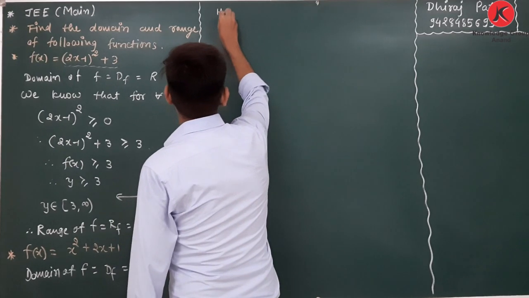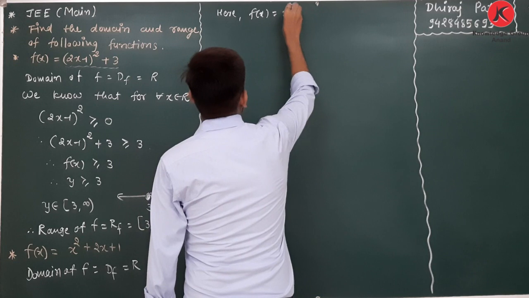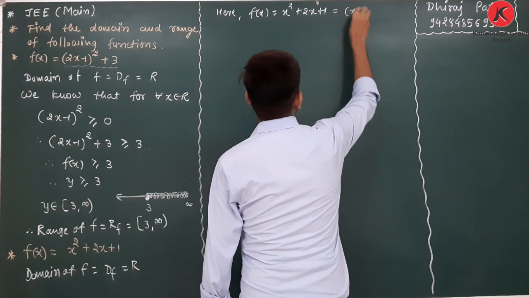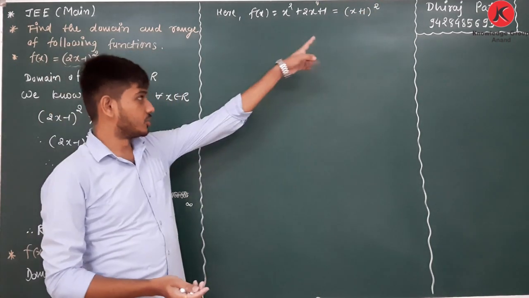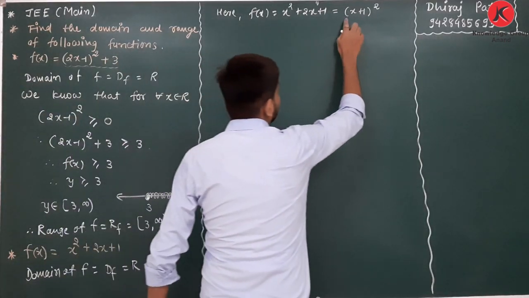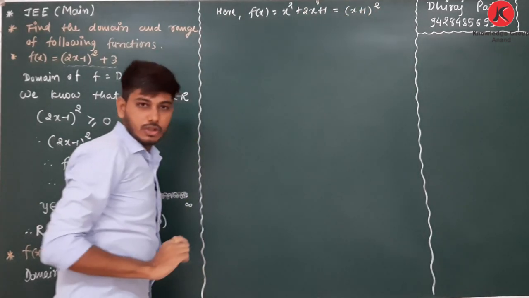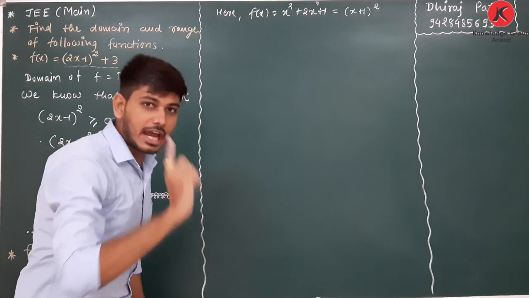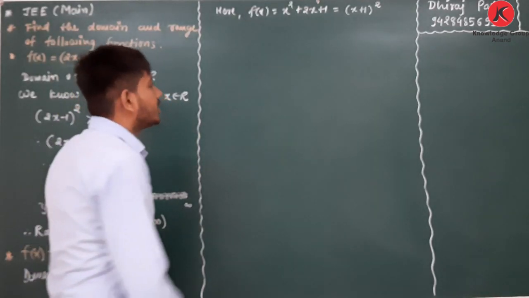Here f of x which is equals to x square plus 2x plus 1, and we can write x plus 1 whole square which is equals to x plus 1 whole square. We can write like this also. Okay. Now we have to obtain the range of this function, and we know that for every perfect square term it is always greater than equals to 0.